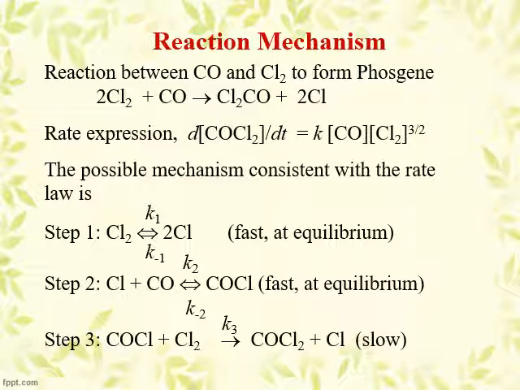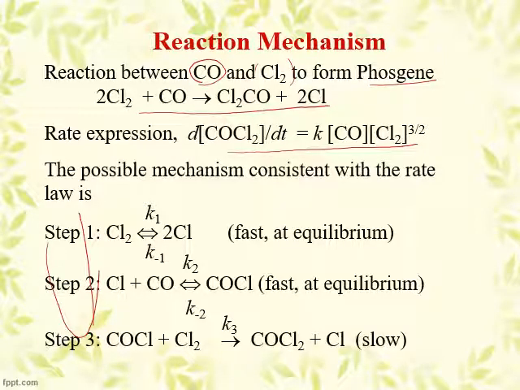This is another example involving a mechanism with more than 2 steps: a reaction between carbon monoxide and chlorine to form phosgene. This is the balanced chemical reaction from the 3 steps here, and this is the rate law expression for this reaction. Step 1 and step 2 are both fast and at equilibrium, the arrows pointing in both directions, and step 3 is a slow step. Therefore, we need to deduce the rate law based on the rate determining step, which is the slow step.